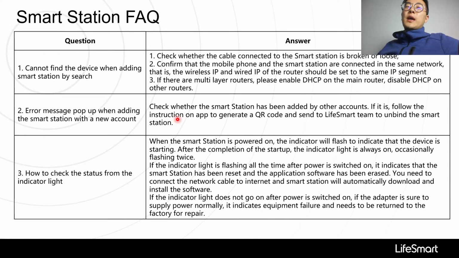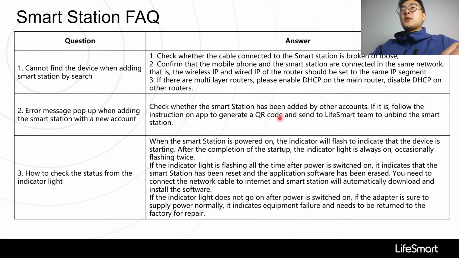If you want to add the smart station to another account, what you need to do first is to unbind the smart station from the first account. You either go into the first account to unbind it, or contact us to unbind the smart station from our backend system. So if a second account adds the smart station, it will pop up an error message that says this device is already being added. Then you can check.